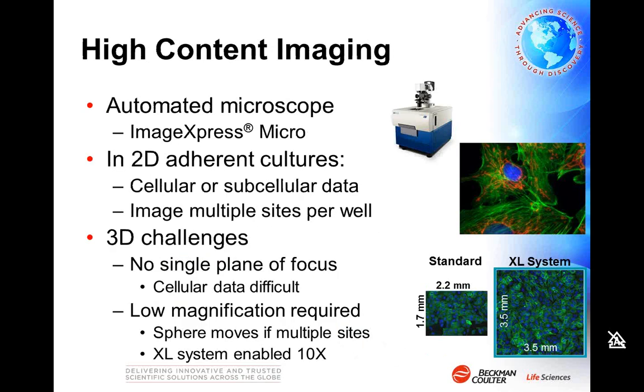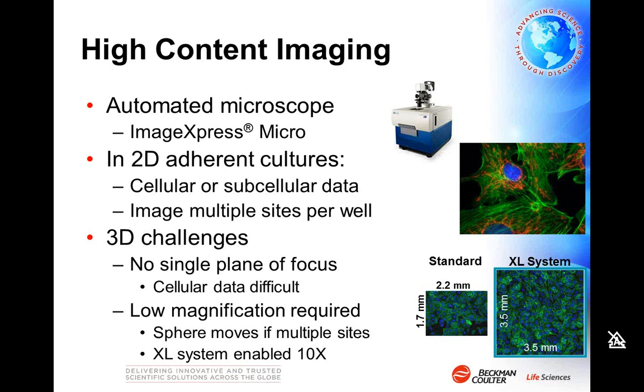So shown here is just a little more information about high-content imaging. For those who aren't familiar with it, it is essentially an automated microscope. And for all the data we generated today, including the previously shown 48 wells in the bright field hanging drops, we used the ImageXpress Micro from Molecular Devices. What this does when working with a 2D adherent culture is give you phenomenal cellular or even subcellular data, where you can take high magnification images of cells and even determine if your fluorescent markers are cytoplasmic or nuclear or even on the cell membrane.